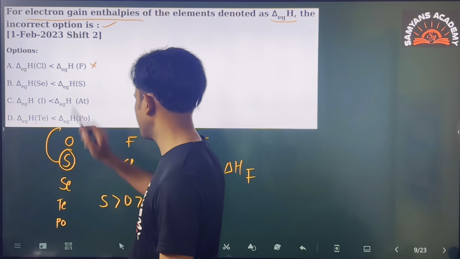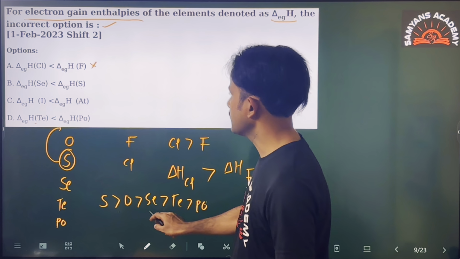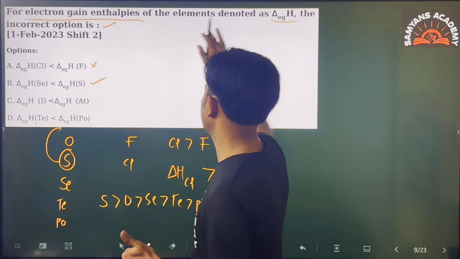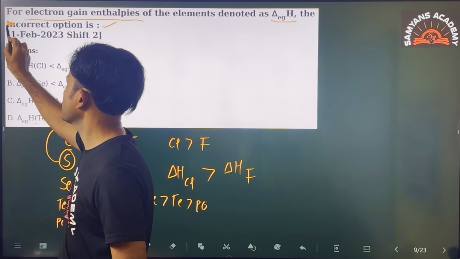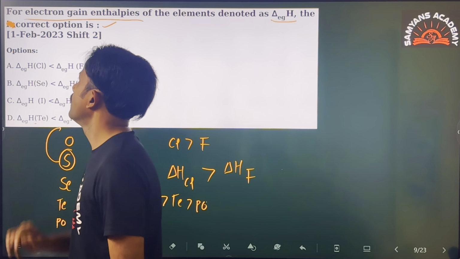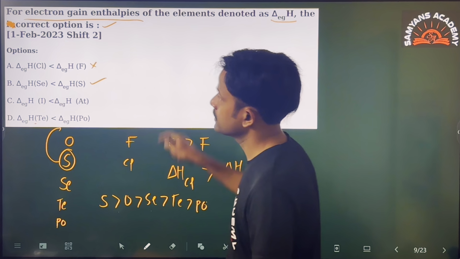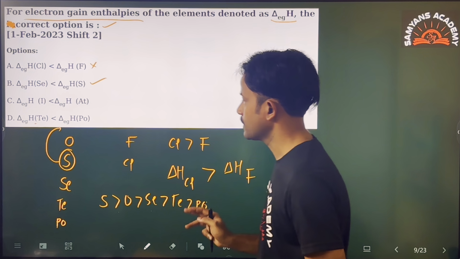Now you see selenium, sulfur. Sulfur has more electron affinity than selenium. So this is the correct order. But in the question, you have to select the correct option, not the incorrect. For electron gain enthalpy of the elements denoted as delta H, you have to select the correct option here. Which one is the correct option, not incorrect? Why? Because I will tell you.